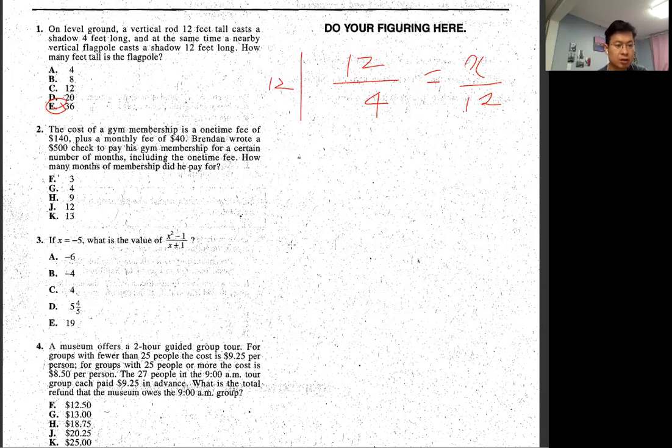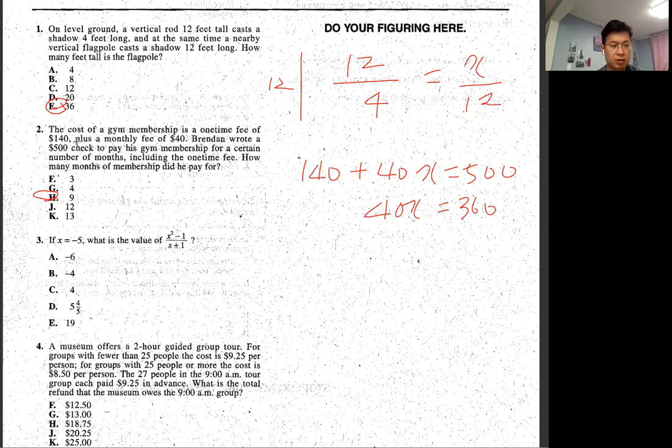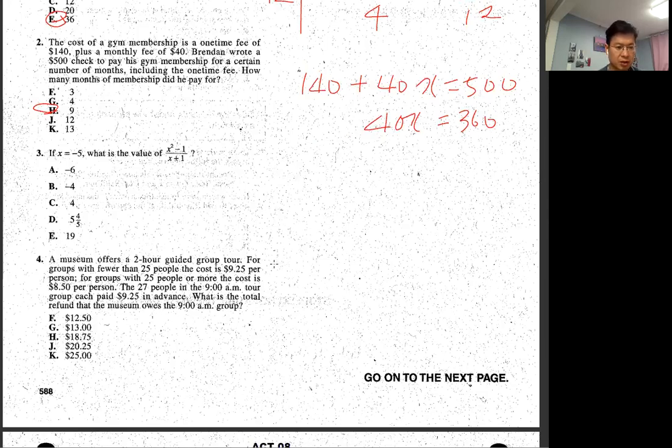And then the cost of a gym membership: a one-time fee plus a monthly fee. So check the gym membership for a certain number of months, including the one-time fee, how many months? Okay, so 140 plus 40 times x is 500. So 40x is 360, which is 9 months. Otherwise you can just plug in and think about it, right, without setting up the equation.